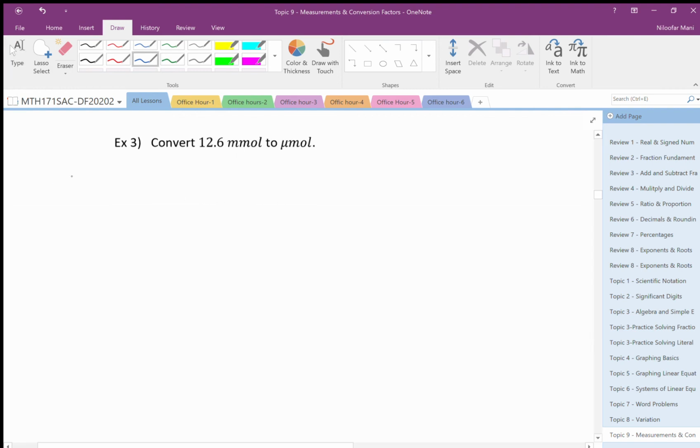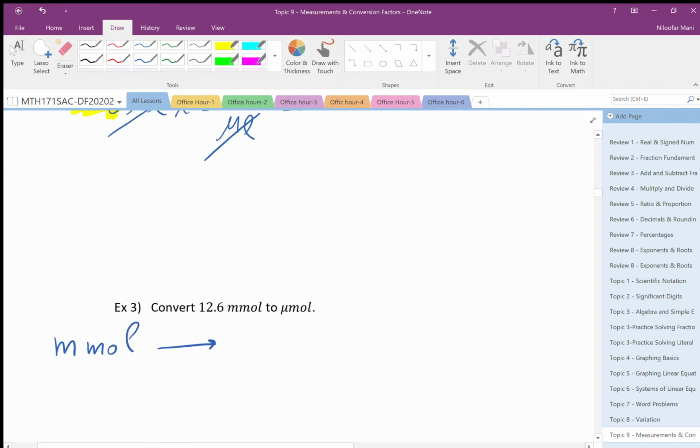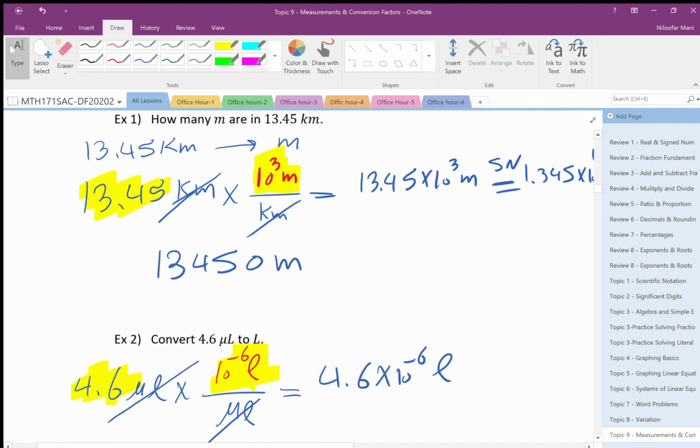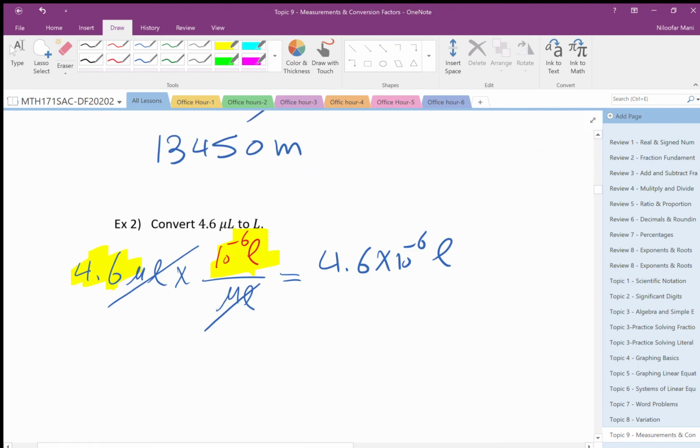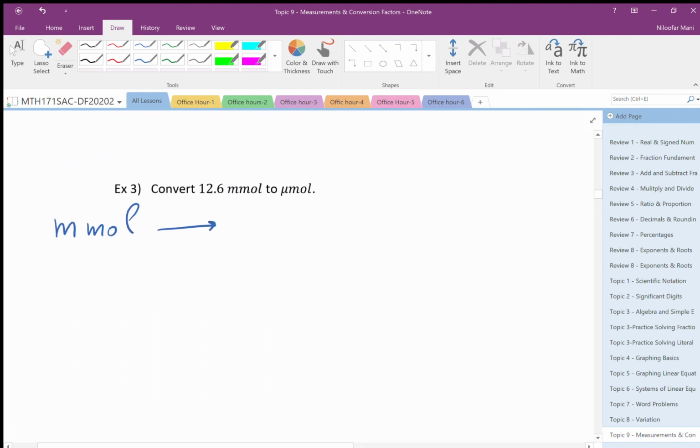So remember, I have millimole and I want to go to micromole. Before, I wanted to go to the middle, liter and meter. Both of them are in the middle. But here I don't want to go to the middle. The middle is mole. I want to go to micromole. So I know you can go directly to micromole, but I don't want you to do that. From millimole, first I go to the middle, and from the middle I go to micromole. This is the agreement between us.